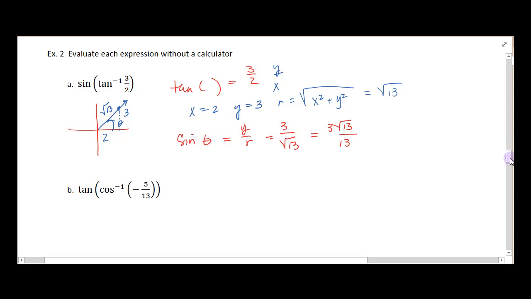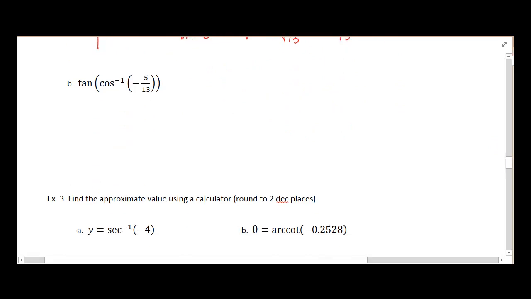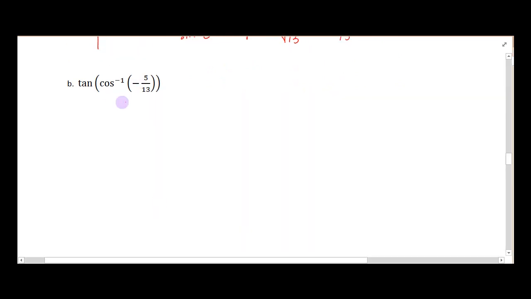Let's try that one more time with this next example right here. So we're going to look at the inside function first. So we're asking ourselves, the cosine of what angle gives me negative 5 over 13? Since cosine is x over r, I'm going to use that to draw me a picture over here.